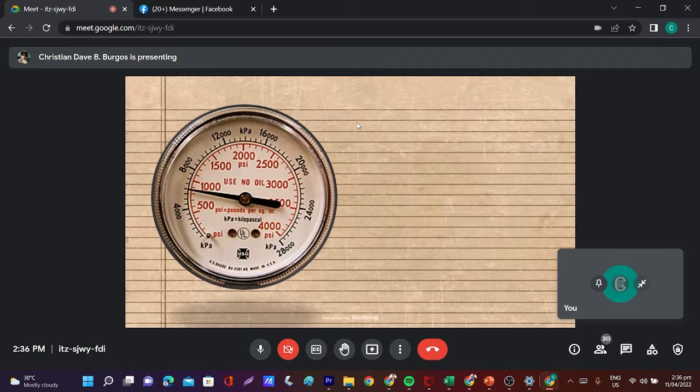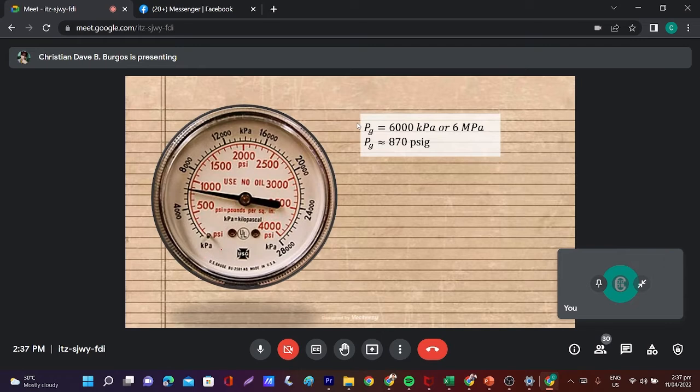Next po. Nag-provide po kami ng simple na example para dito sa reading ng pressure. Ito po, kPa po, sa gauge pressure po.